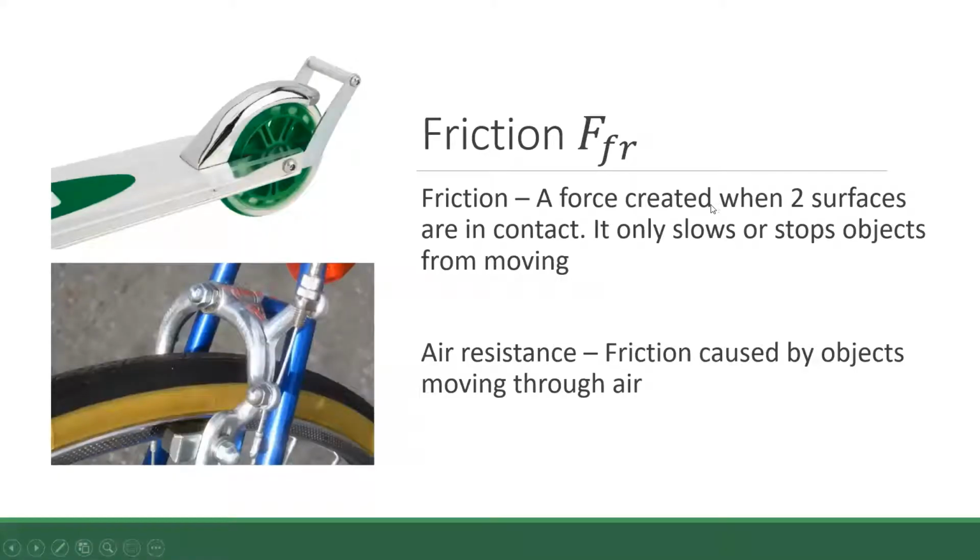We talked about frictional force. I added this symbol here, F_FR, which is usually how I write the frictional force. It's created when two surfaces come in contact. It only slows or stops an object from moving. Air resistance is the same as the frictional force, except it works with the air.